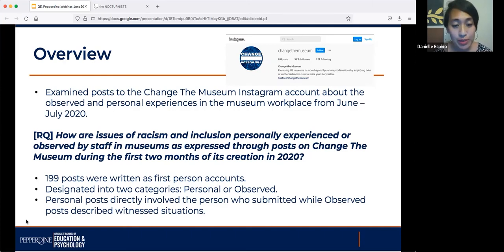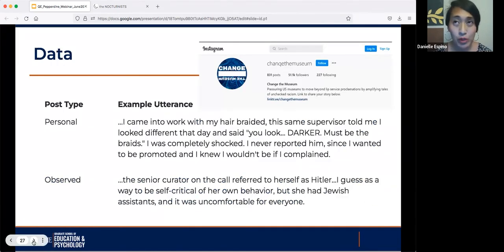And what we noticed is that there seemed to be two types. The personal posts, where the person who submitted was directly involved in the experience, and then the observed post, where someone witnessed the situation. So we used that to separate the difference between the two. We data scraped, so we took all the Instagram posts and put them into a spreadsheet to code them.